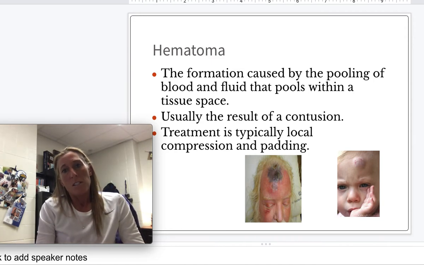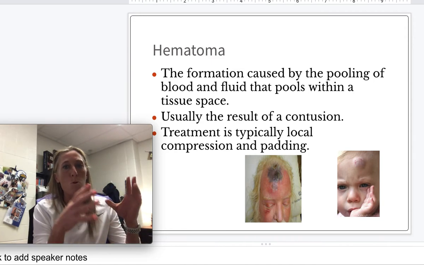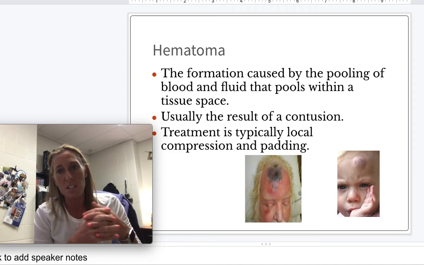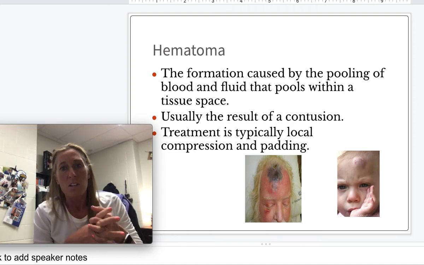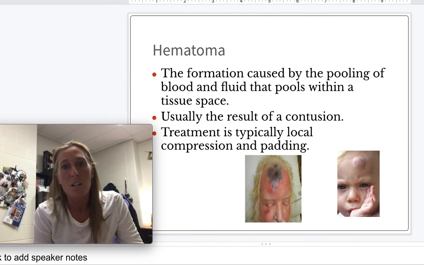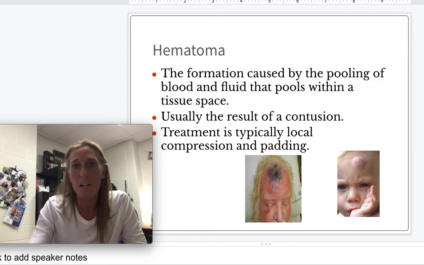Hematoma. Hematoma is just the formation or the pooling of blood or fluid underneath the skin or in the tissue beneath the skin. Usually a result of a contusion, so a bruise. Treatment is typically local compression, padding, ice.